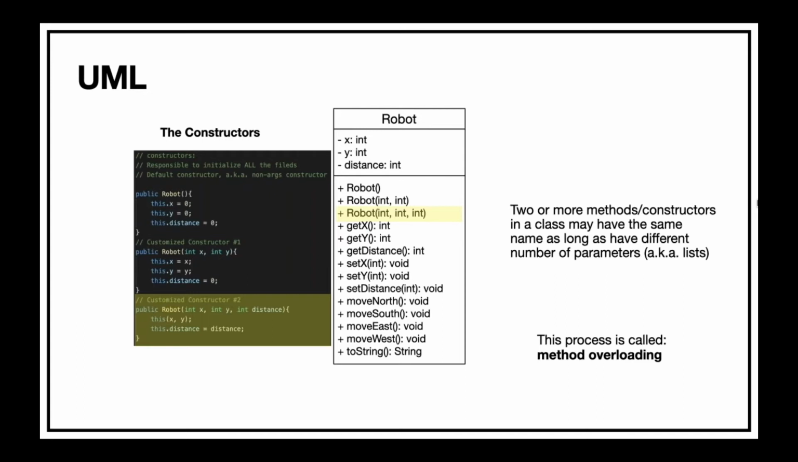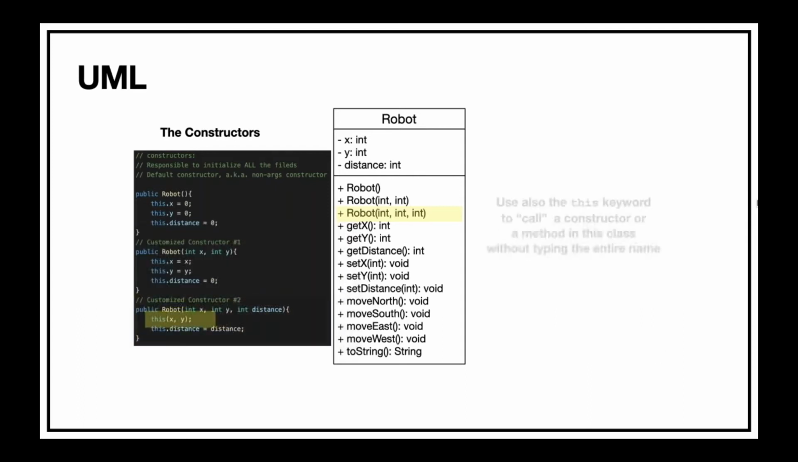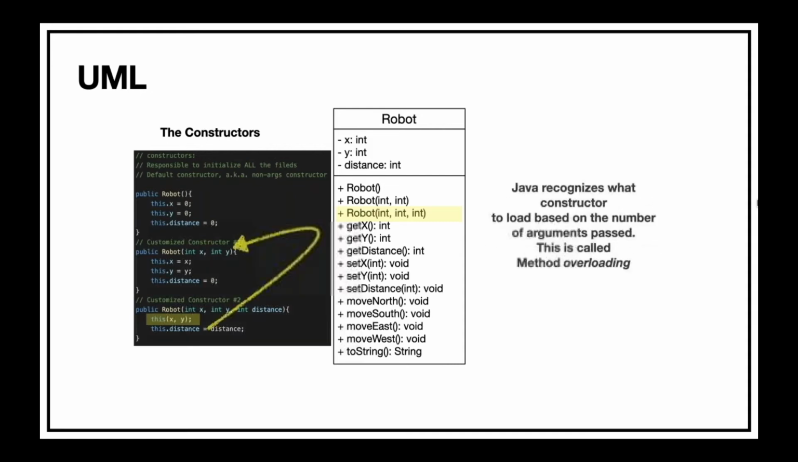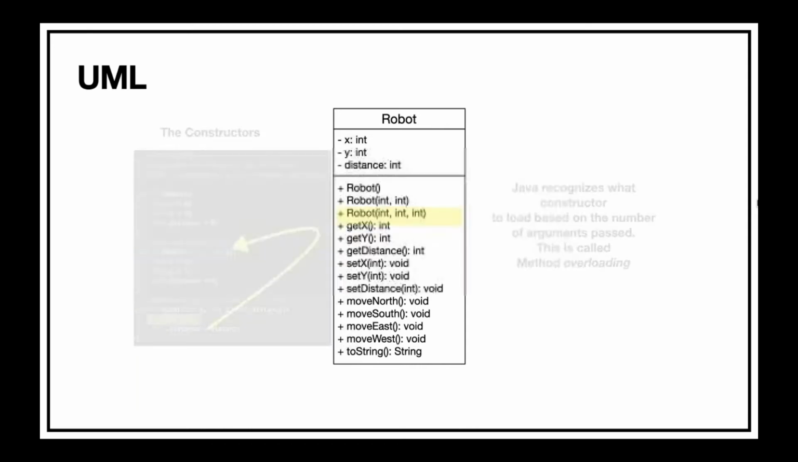When you have multiple methods or constructors with the same name, this process is called method overloading. Method overloading allows us to be flexible with the computer user when we invoke a particular method. Method overloading is one of the features of object-oriented programming and is widely used in programming. This particular item is invoking the second constructor, constructor number 1. Java is smart enough to recognize where this is located.